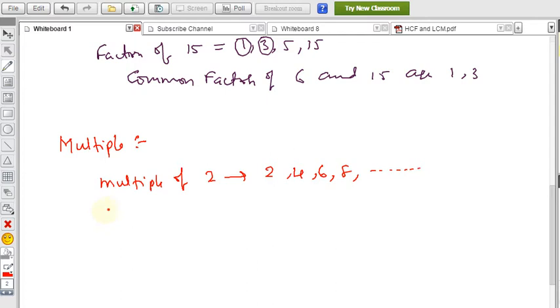Multiples of 3 are in the 3 table. That is 3, 6, 9, 12, 15 and so on. Now 2 and 3 have common ones, so these are common multiples.